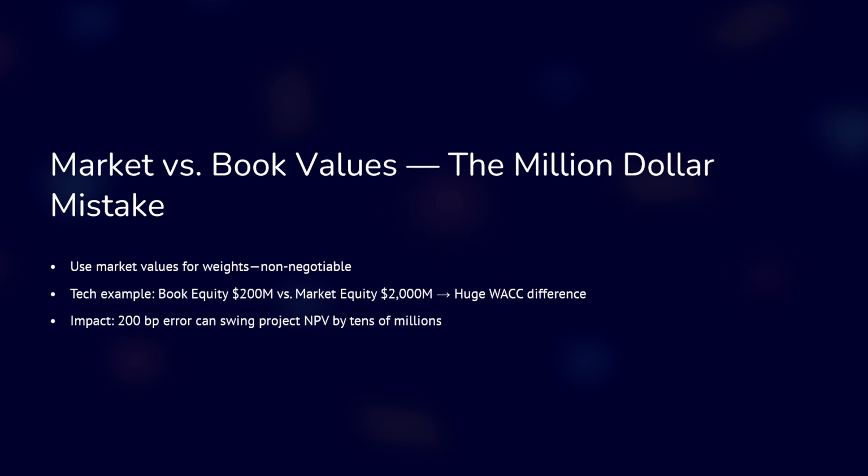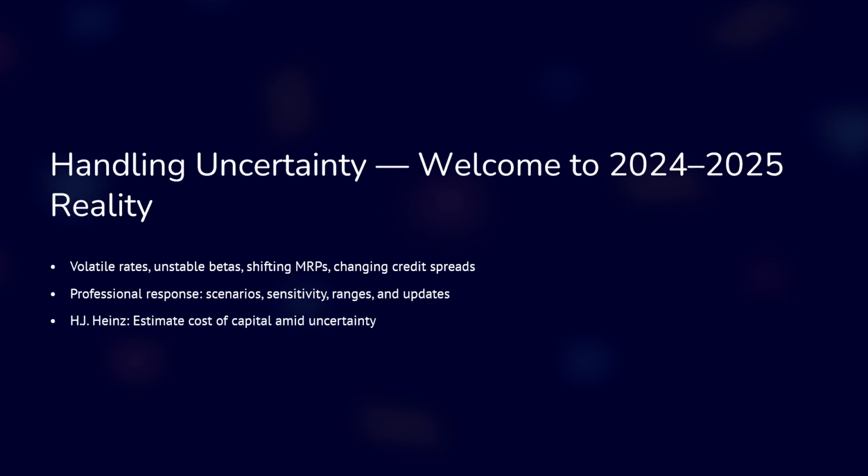But the harsh truth is market values represent what capital costs today, what it actually costs today, and book values tell you what it cost historically. Which matters for investment decisions? Obviously, current cost. So would you price a house based on what a previous owner paid 10 years ago, or what similar houses sell for today? Exactly. The bottom line is always, always, always use market values for WACC weights. This single insight is going to save you millions in your career.